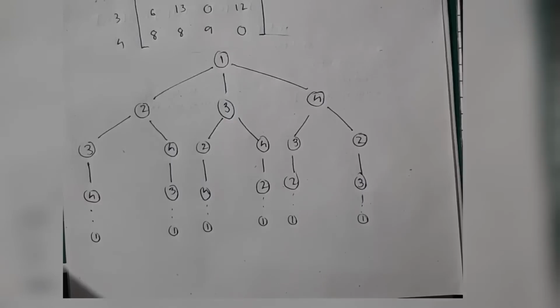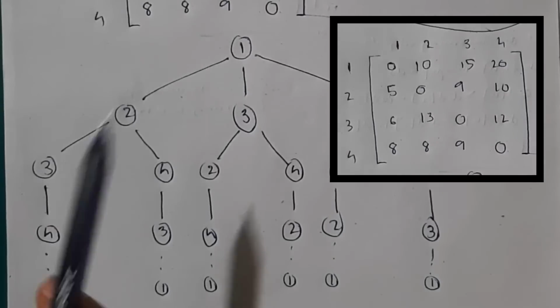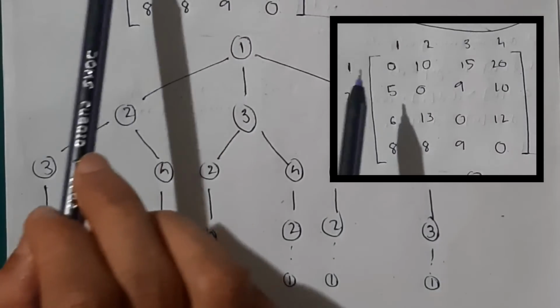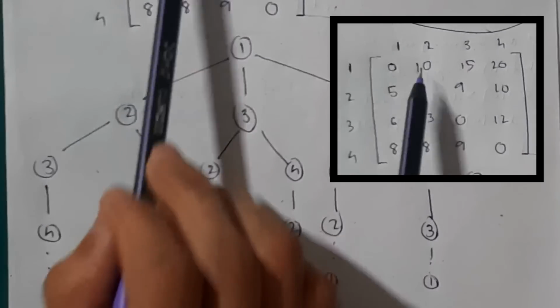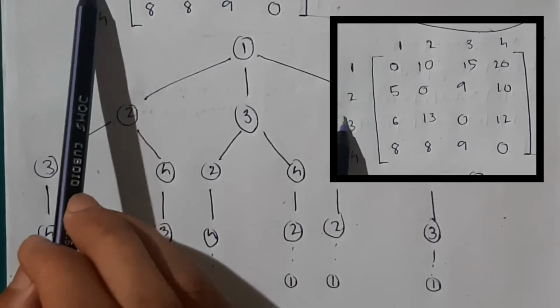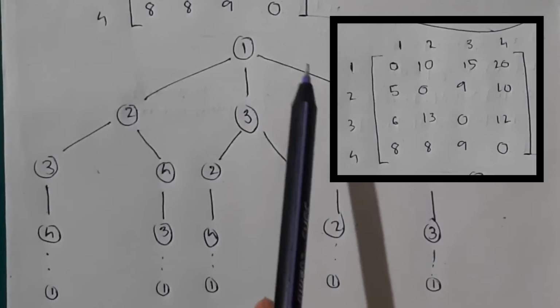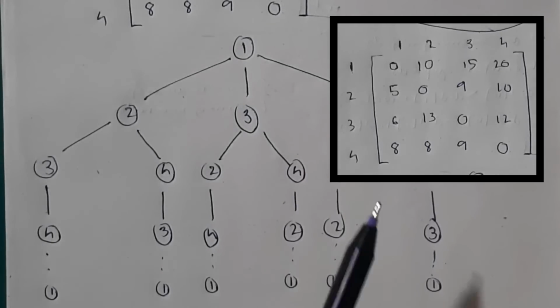Now by looking at this matrix I can know the cost of traveling from 1 to 2, which is 10, 1 to 3, which is 15, or 3 to 2, which is 13. So in all these possible locations I'll be calculating the cost. For each of these I'll be writing here.